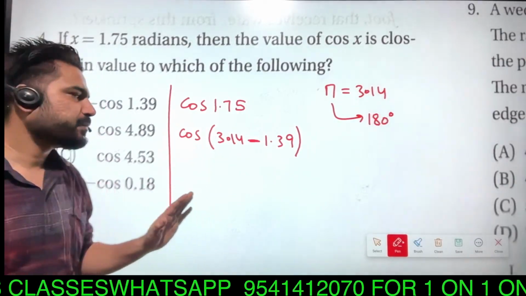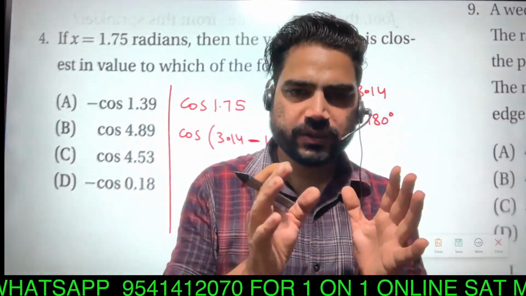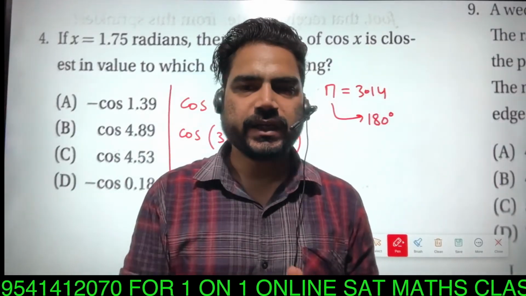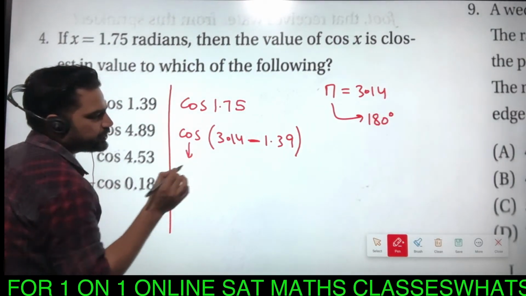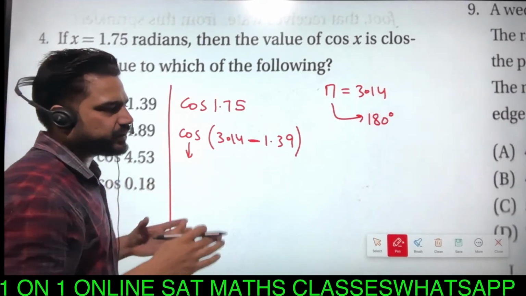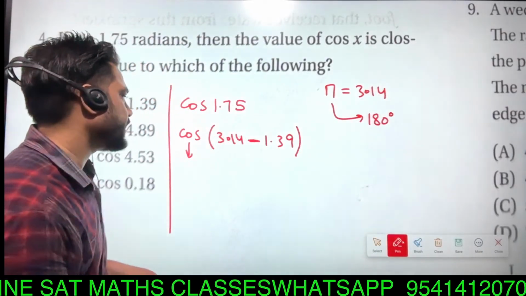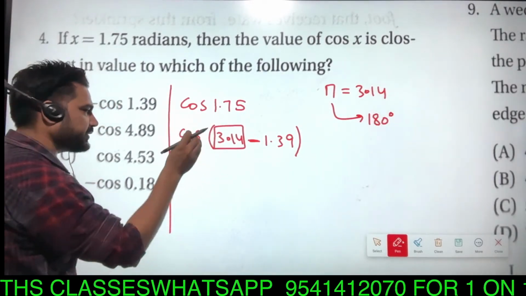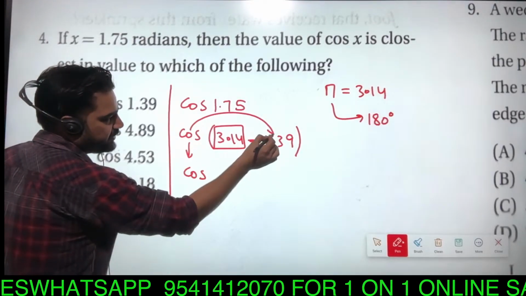Pi we will use here. Now in trigonometry we have a basic formula that whenever we have pi in any trigonometric function, this trigonometric function does not change. On the x-axis the trigonometric function does not change, on the y-axis it changes. So on 3.14, or you can say on pi, this cos will not change, it will remain cos. And the cos will come with 1.39.